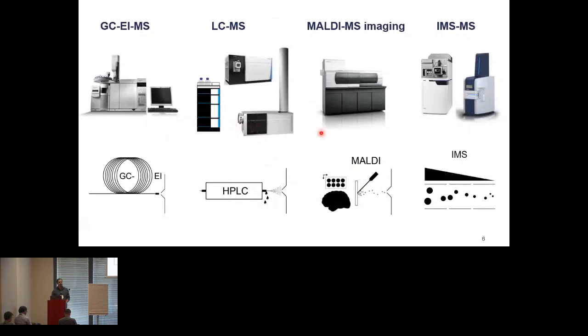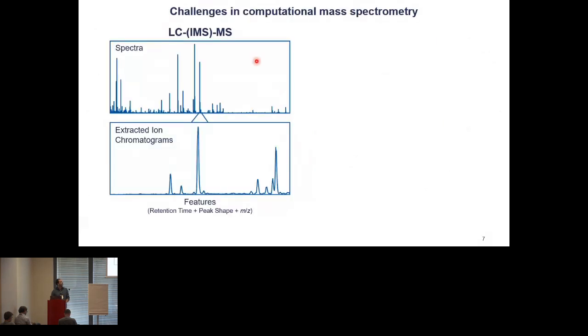If we look at LC-MS data, we have some spectra where we can take a single ion and look at the ion over retention time. We can build extracted chromatograms. Within these chromatograms, we can detect some features that we use to represent the metabolites.